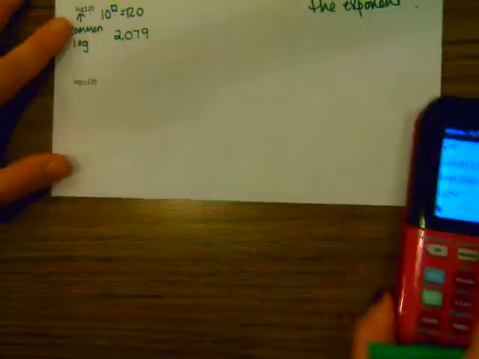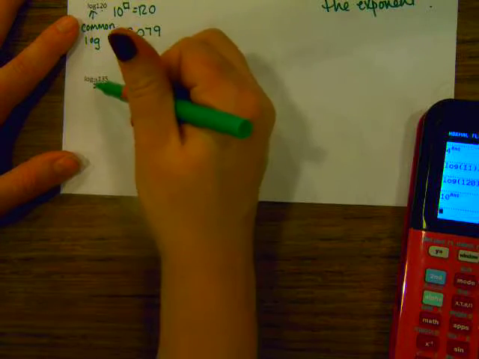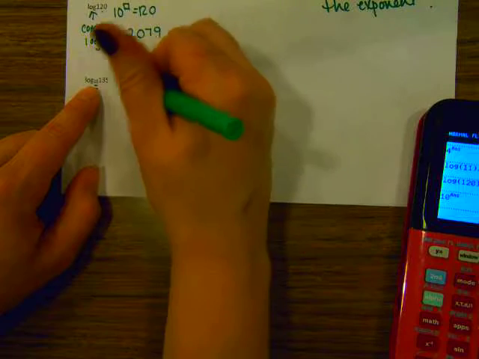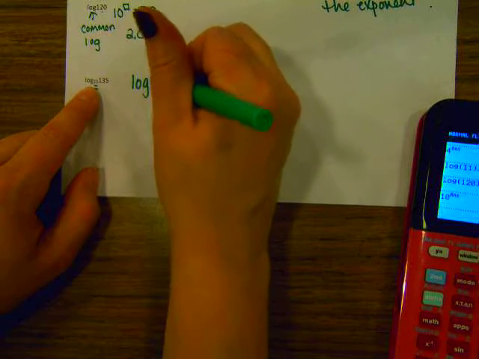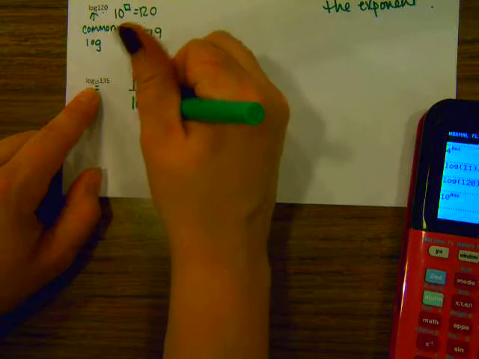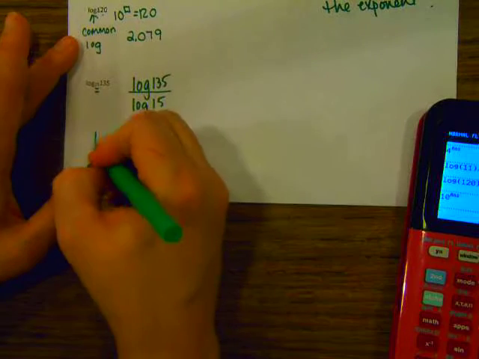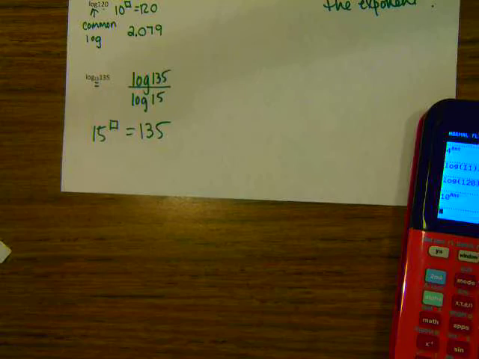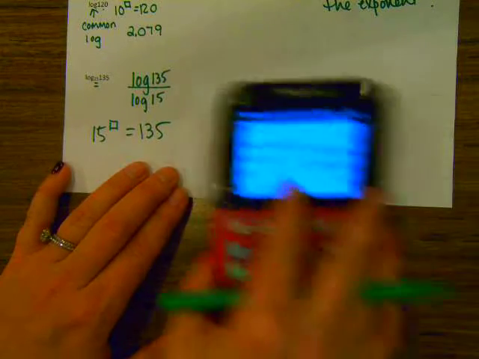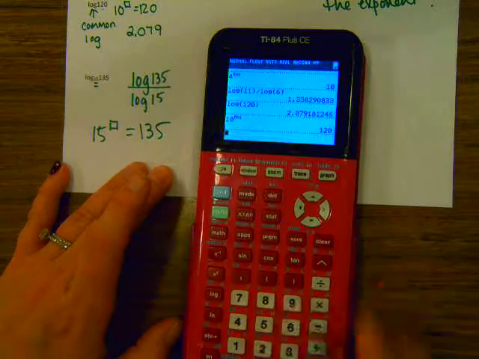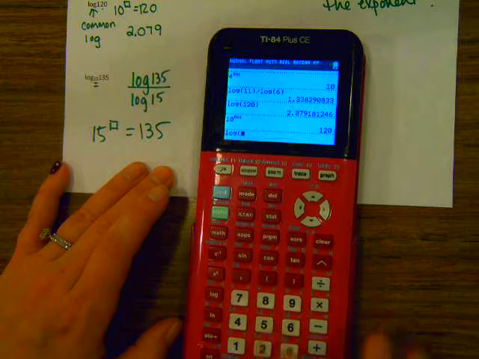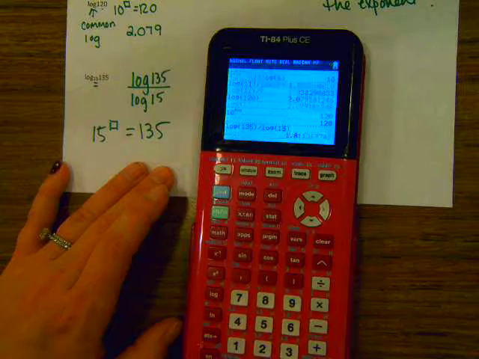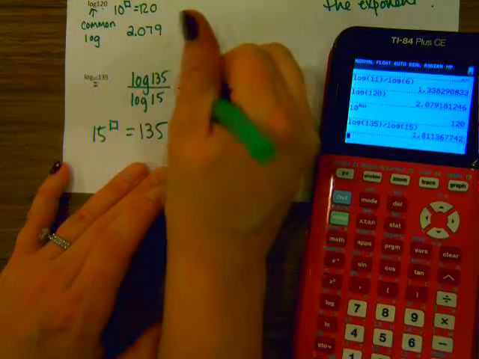And last but not least, change of base. So you only have to use change of base, guys, if the base is not 10 and you can't figure out the exponent in your head. So log of 135 divided by log of 15. Because again, I do not know 15 to what power makes 135. I have no idea. So this formula is going to convert it to a base of 10 for me and help me find the exponent. So log 135 divided by log 15. And there is my decimal exponent.